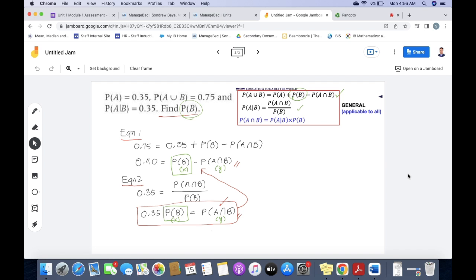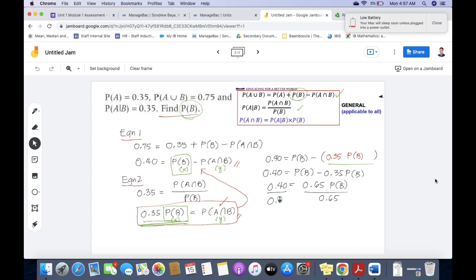If we substitute the second equation into the first equation, we have 0.40 equal to the probability of B minus, and this is where we substitute the value supposed to be the probability of A intersection B. Substituting it, we now have 0.35 times the probability of B. Now to continue, we have 0.40 equal to the probability of B minus 0.35 times the probability of B. If we combine like terms, this would now be 0.65 times the probability of B, and hence dividing both sides by 0.65.